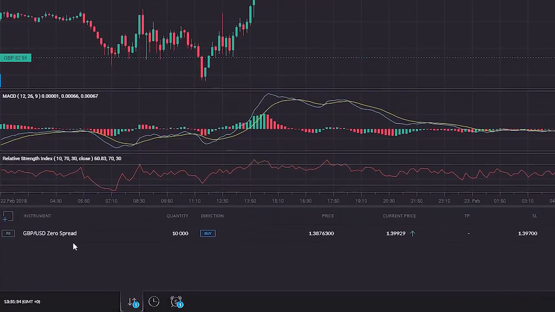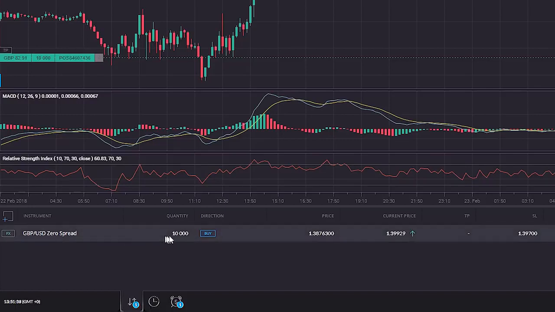So here's the trade down here. Pound US dollar, 0 spread, so there's no actual bid offer spread here. So I bought 10,000. I bought at 138.76. Okay, that's the level I bought at. The market's currently 139.92, so it's 116 points in my favor. Obviously that will change in real time.